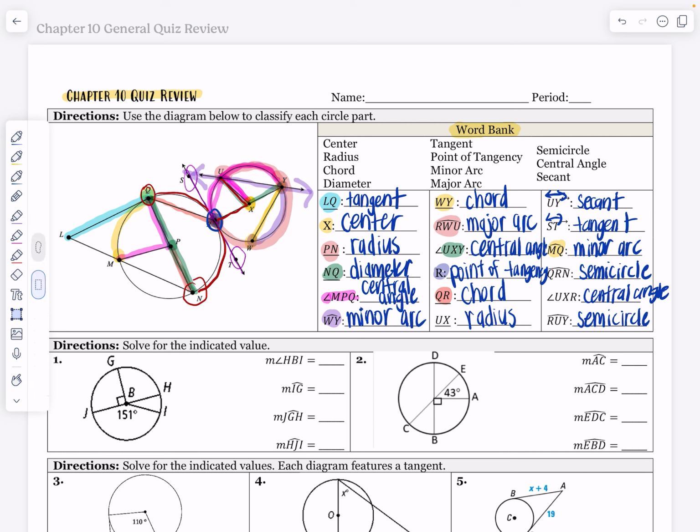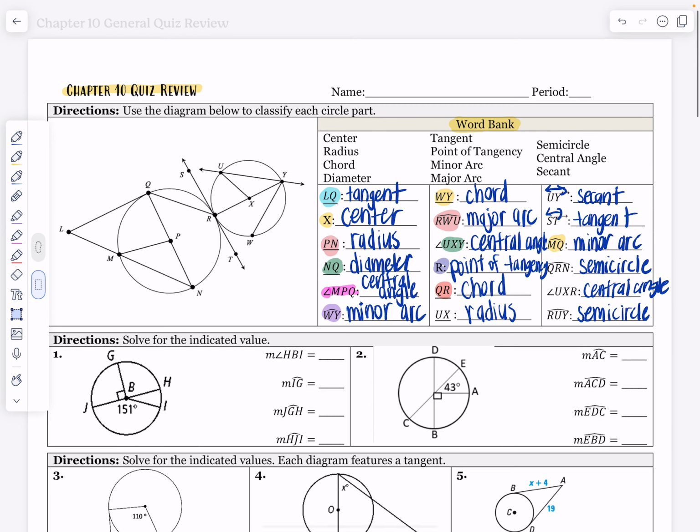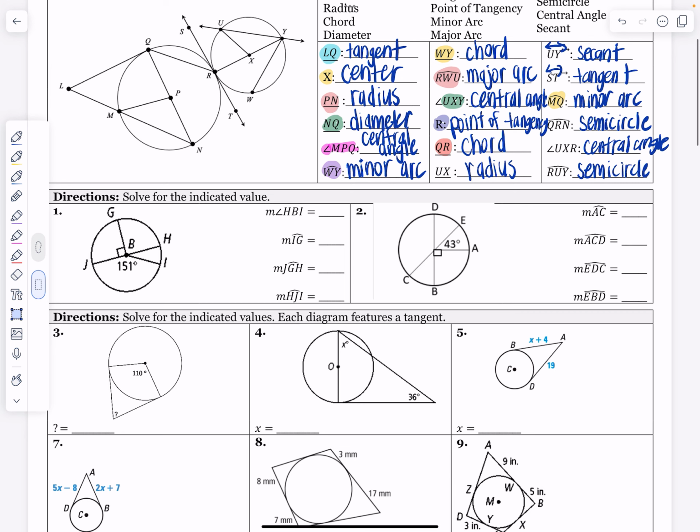So I'm going to clear out this picture so you can see it a little bit better with all the letters there for the key, but we are just naming each of those things in the circle. All right, so number 1, the directions say solve for the indicated value in number 1 and number 2. So what we're doing right now is we have this circle centered at B, and we have a bunch of central angles going on.